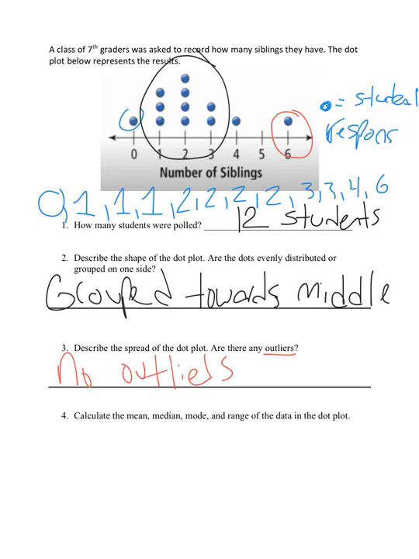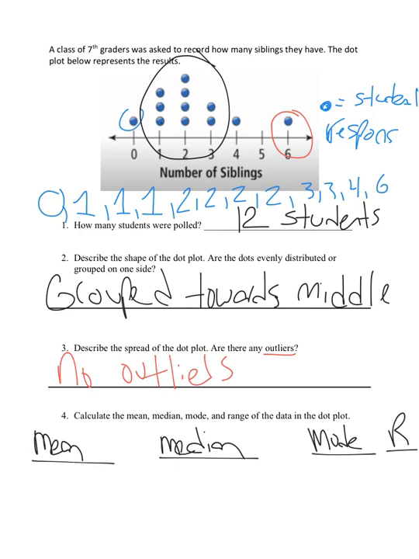The last question is going to ask us to calculate the mean, median, mode, and range of the data. So all those concepts from last week. So we want to find the mean, we want to find the median, we want to find the mode, and last but not least, we want to find the range.